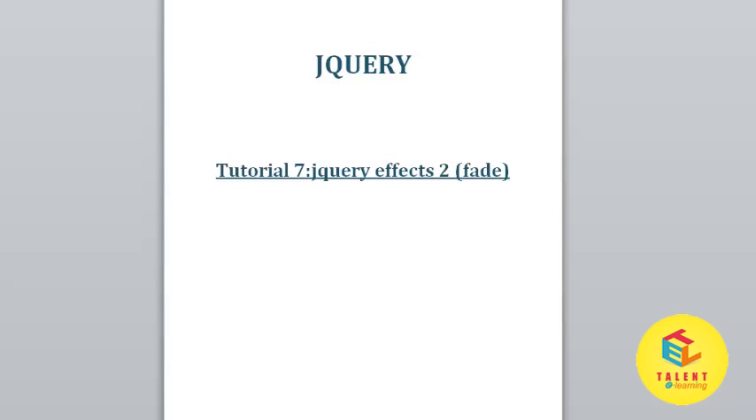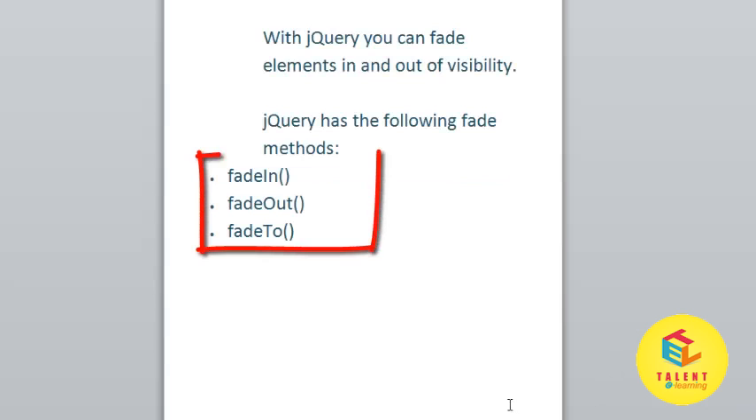In this tutorial we will see the fade effect in jQuery. With jQuery you can fade elements in and out of visibility. jQuery has three kinds of fading methods: fadeIn, fadeOut and fadeTo. Let's see them one by one.